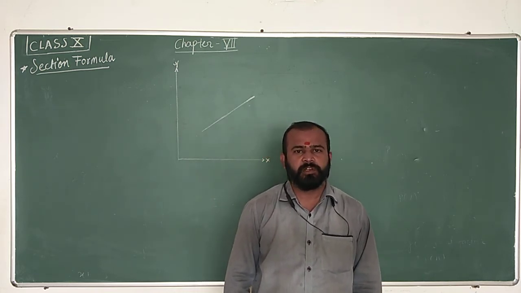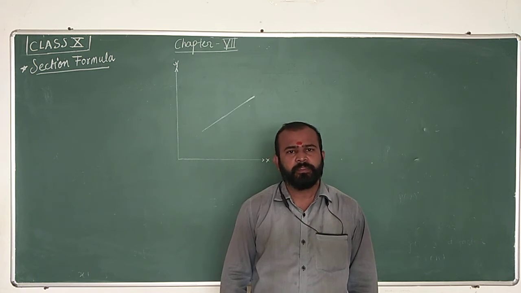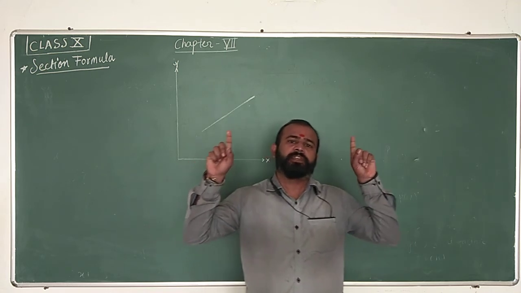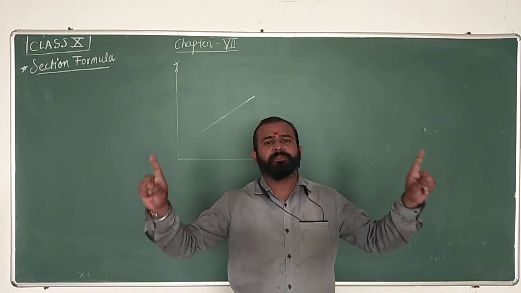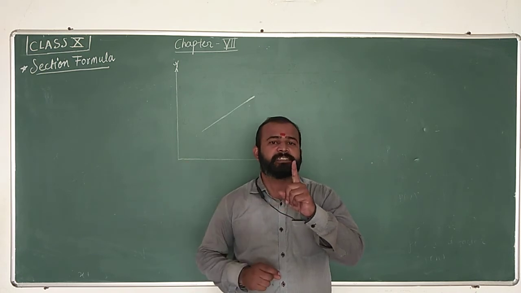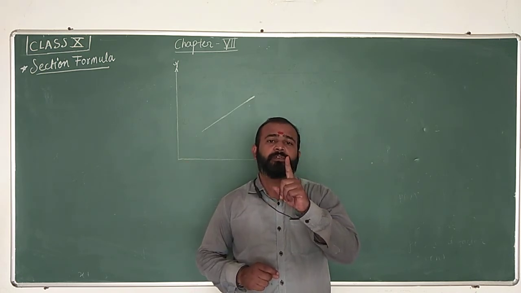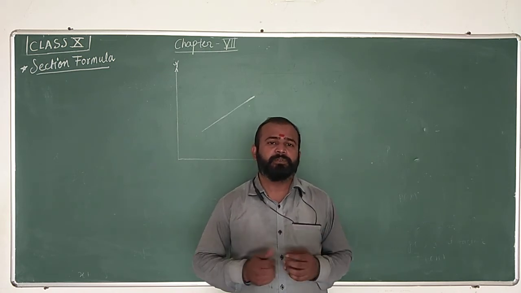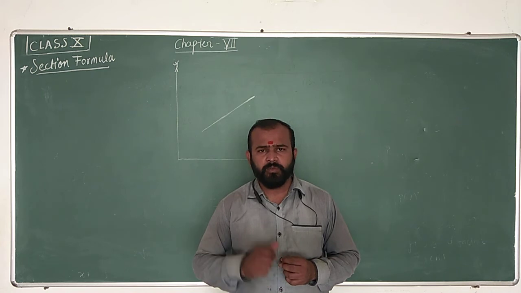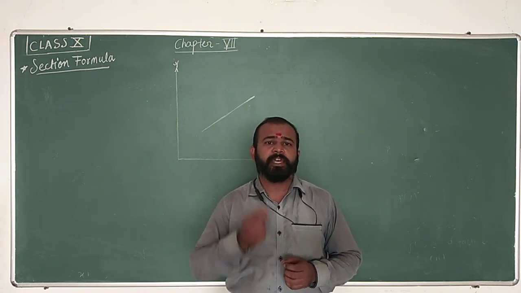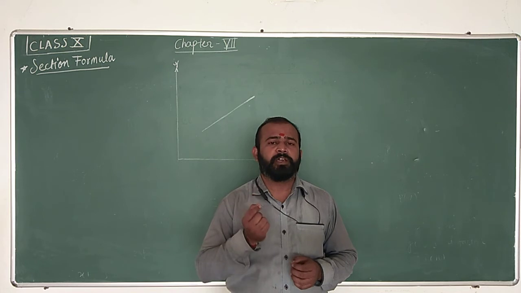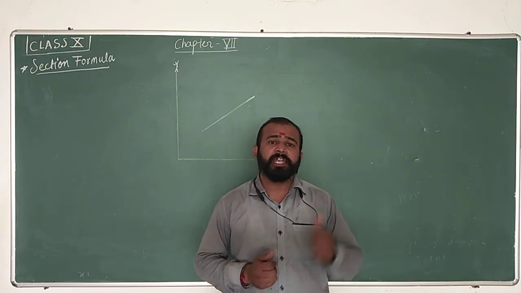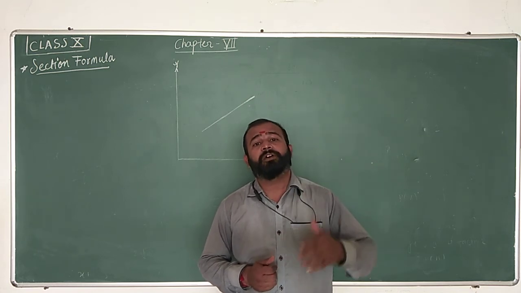What is the section formula? If a line segment is there, or any two poles or any two buildings are there, and between them a point is there, and if that point P divides that line segment in some ratio, then we are going to see how to find the coordinates of that point.